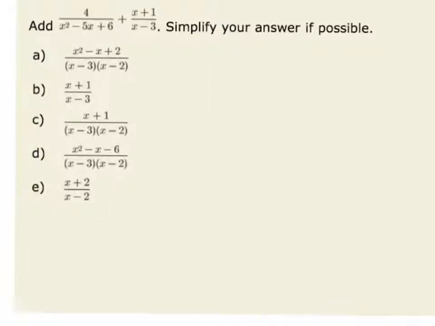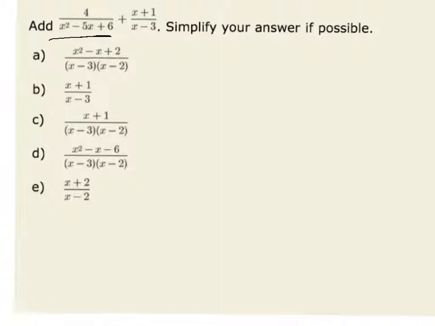In this problem, we are asked to add the two rational expressions and simplify our answer if possible. In order to add the two rational expressions, we first must find a common denominator. Therefore, I'm going to look at my first rational expression, 4 divided by the quantity of x squared minus 5x plus 6. And I'm going to rewrite this as an equivalent rational expression where I've factored the denominator.